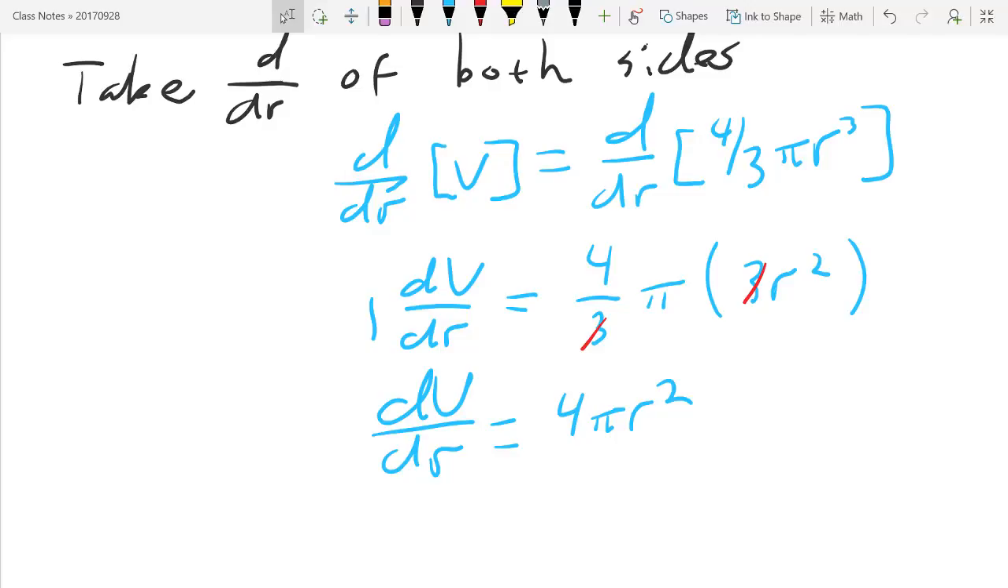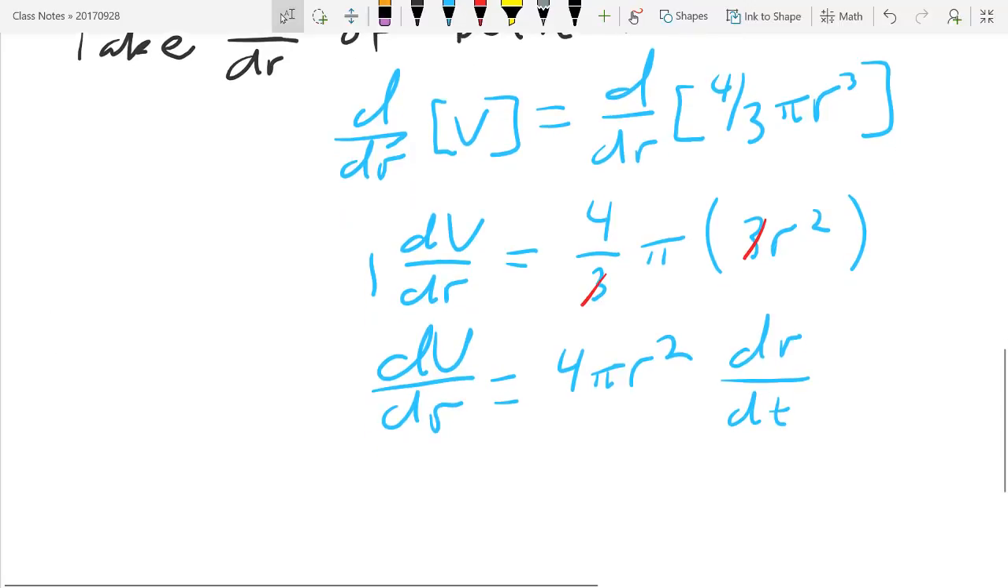Oh wait, I made a mistake here. What did I do? There needs to be, and this is going to be kind of going against what I told y'all the other day. Let me see if I can explain what that means. I have to put a dr/dt on the end. Let me see if I remember why that's the case. Okay, let me scroll back for just a second.